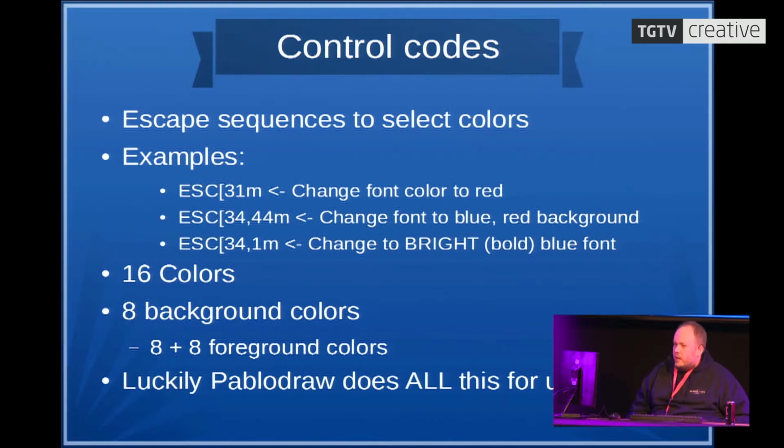You use escape sequences to select colors. For instance, use an escape character, then a bracket, 31M. This will change the font color to red. If you use the escape character, 34, 44M, it will change the font to blue and the background to red.